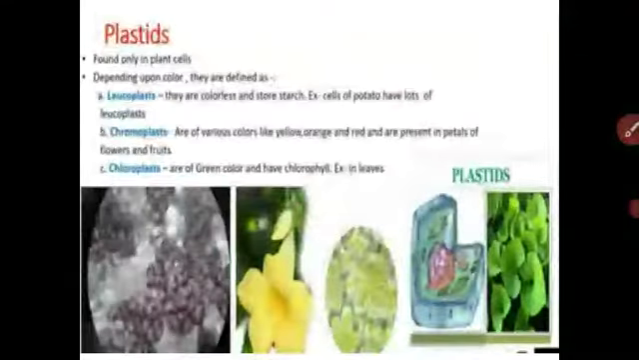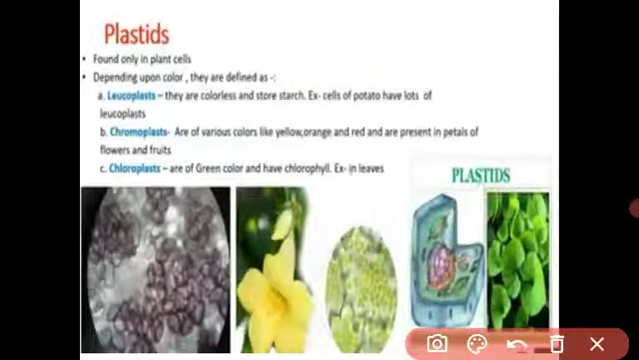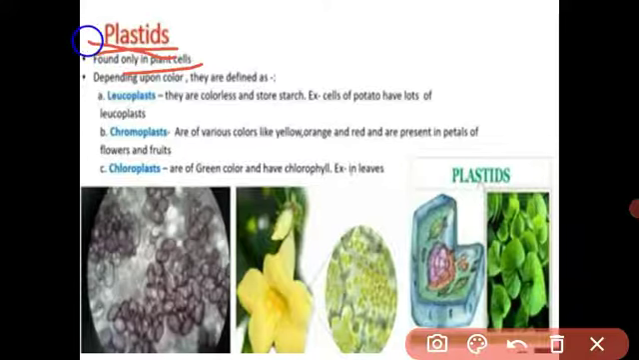The next cell organelle is very important. The cell organelle is the plastid. These cell organelles are present only in the plant cell. Due to these organelles, the plant gets different colors in its flowers, petals, and leaves. Got it? You have seen in nature there are different colors of flowers and fruits, and these colors come to the fruits and flowers from plastids.